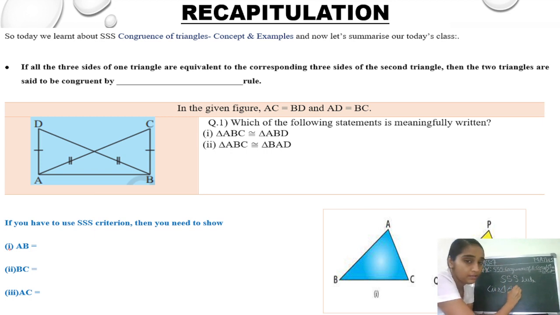Triangle ABC is congruent to triangle BAD. And students, in the third, if you have to use the SSS criteria, then you need to show what? Yes, we have also done this: we need to show that AB is equal to PQ, because ABC is congruent to PQR. So AB is equal to PQ, BC equal to QR and AC equal to PR.